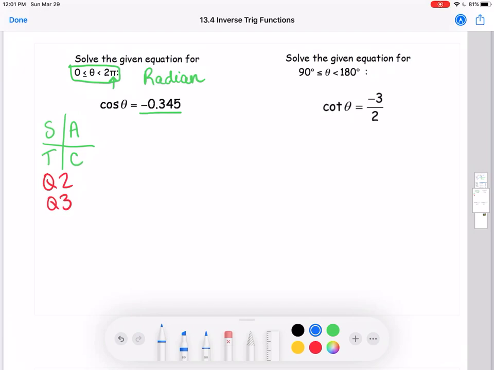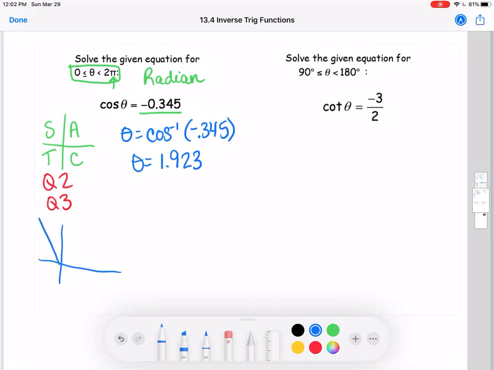So when we type in inverse cosine of negative 0.345, your calculator is going to give you your first answer as 1.923 radians. That is an angle right here. Theta is 1.923. That's our quadrant 2 answer. We need to also find the one that is in quadrant 3. We need to find this one. To do that, we find reference angles. So from this very first answer, we're going to find a reference angle right in there.